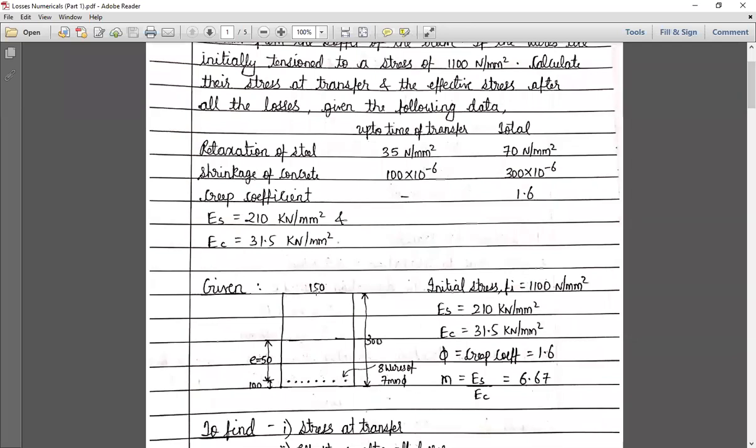So I've just drawn the cross section 150 by 300, and it is also given that there are 8 wires of 7 mm which are placed 100 mm from the soffit of the beam, 100 mm from the bottom of the beam. So your eccentricity will become this: 300 minus 100. Sorry, total is 300. So half of this will become how much? 150. 150 minus 100 is nothing but 50.